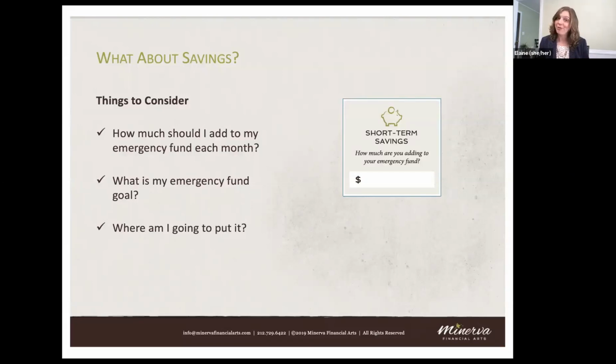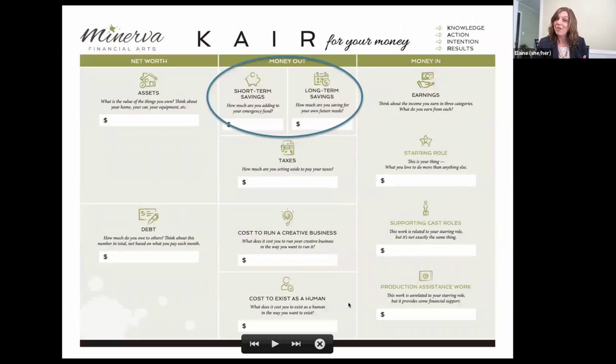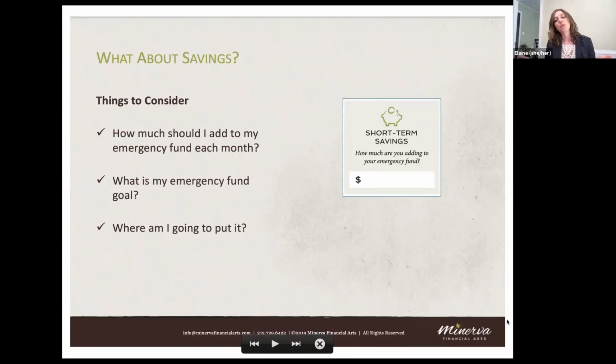The general rule of thumb is to have enough cash on hand. Now that doesn't mean actual cash you can touch, but cash in a checking account or a savings account that you can access quickly to cover about 6 months worth of expenses. And you know what your expenses are because you've already figured them out. You know what your costs to exist as a human are and your costs to run a creative business. So if you think about those costs on a monthly basis and multiply that by 6, that can be your goal for your emergency fund.